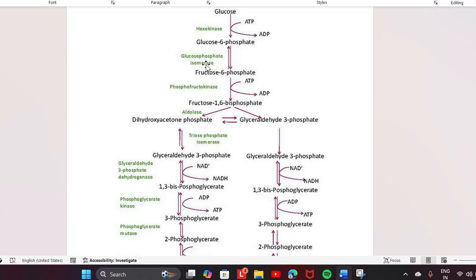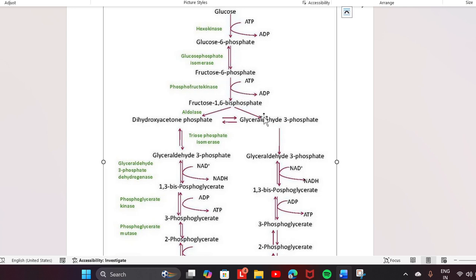But in the second step, we can remember it as: whatever is the substrate of the next product, the enzyme name starts with that, glucose phosphate, and because here glucose is getting converted to fructose, the enzyme name ends with isomerase. Again, fructo, so we have phosphofructo, and because ATP is being consumed, the enzyme is kinase.